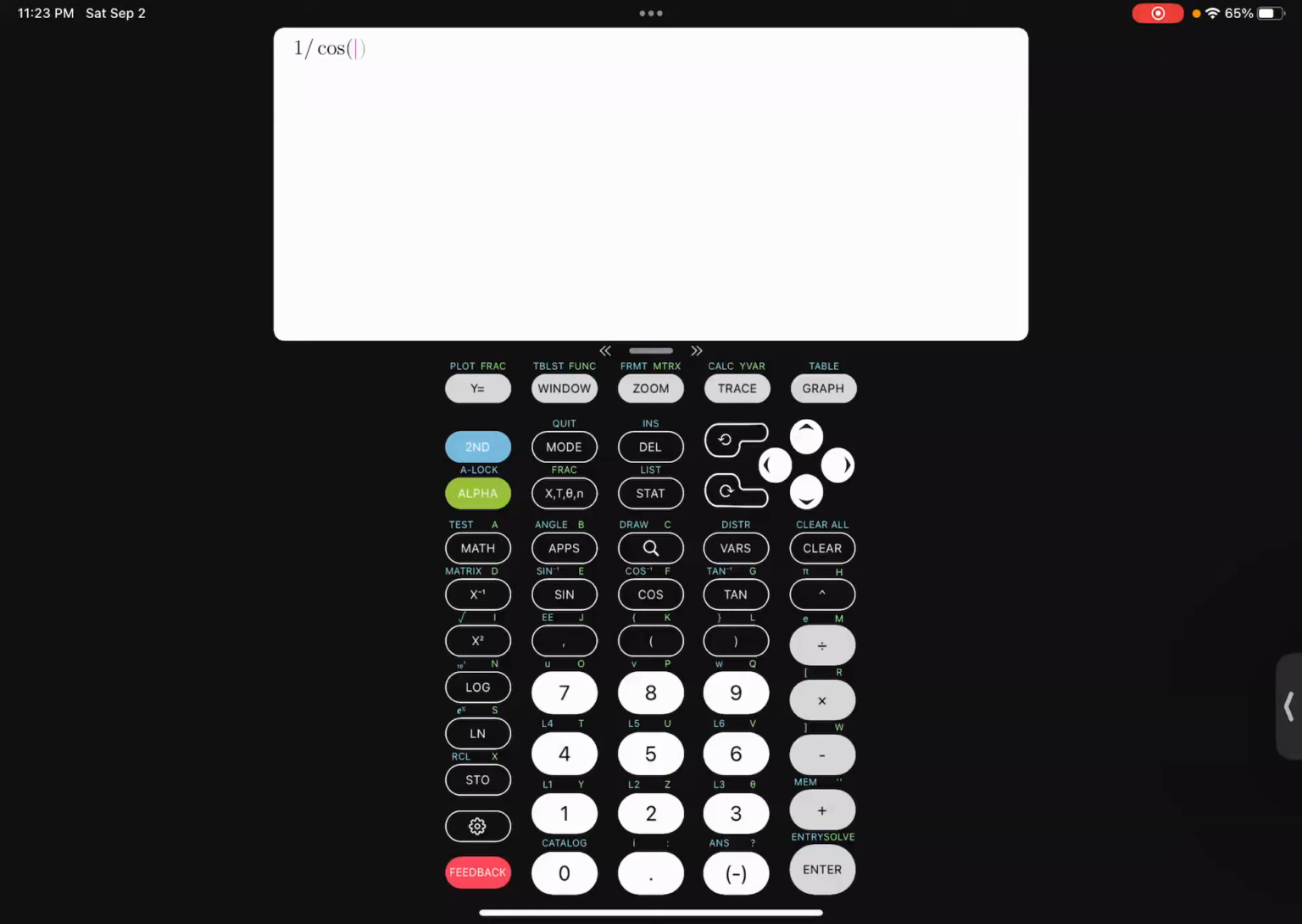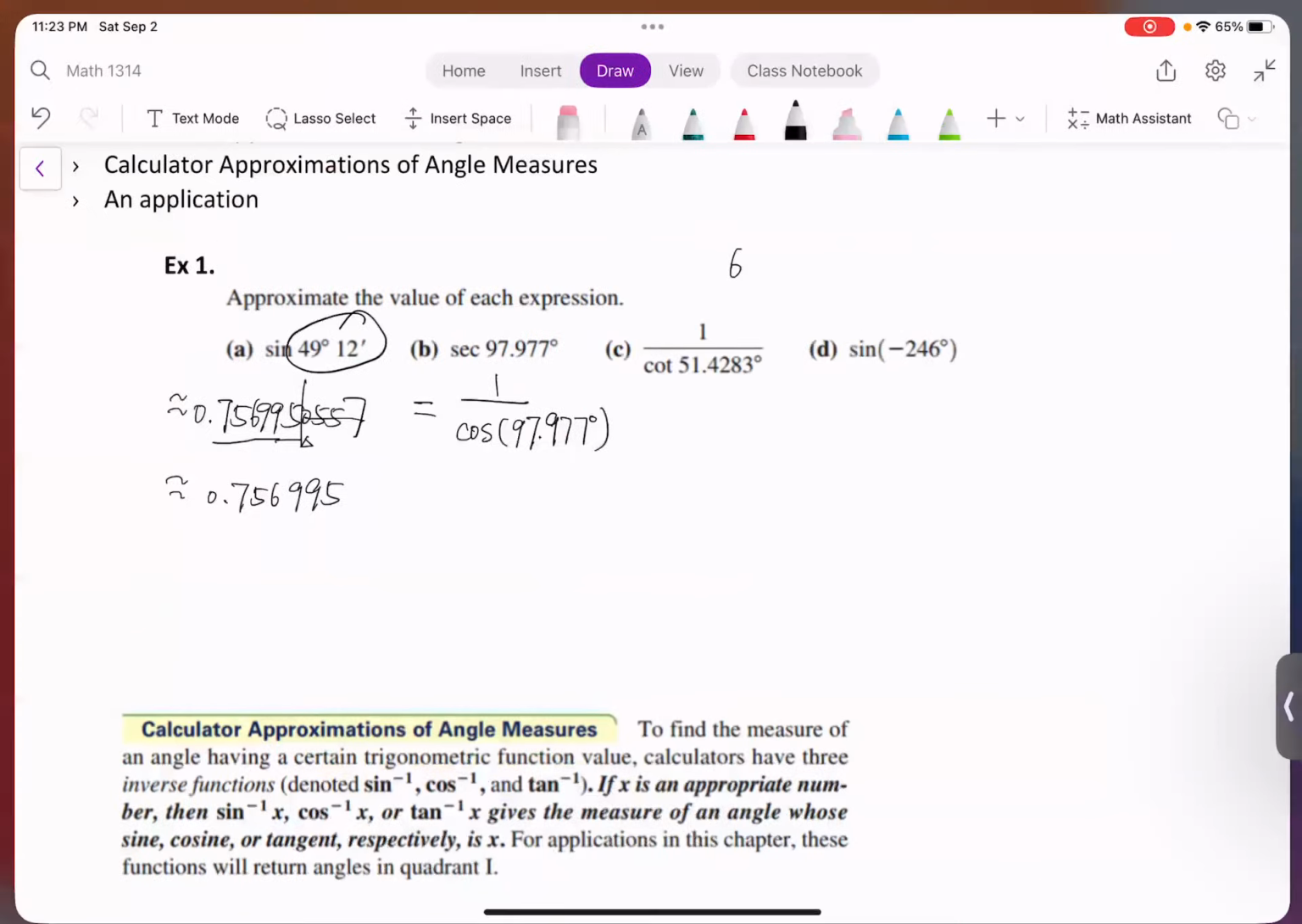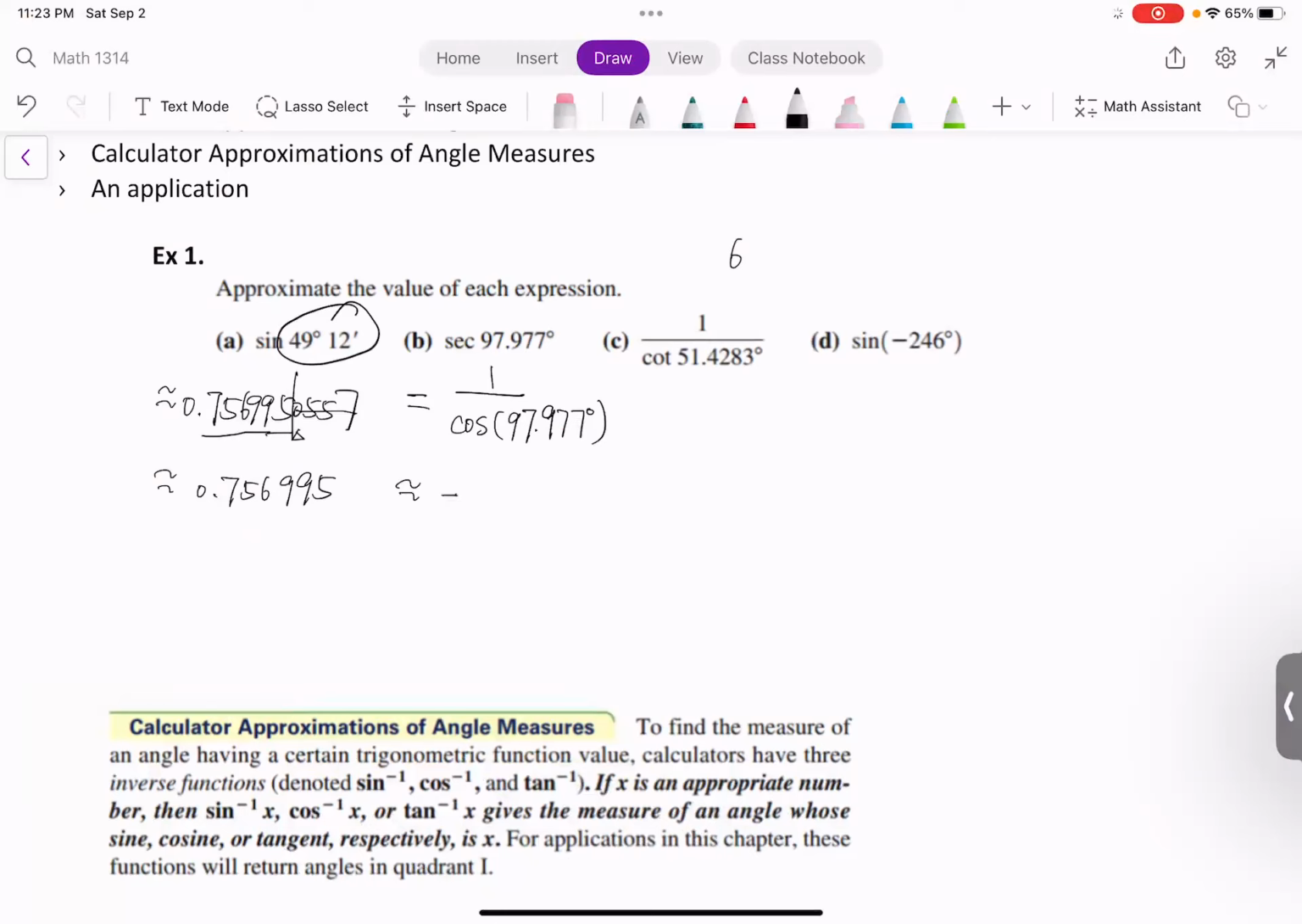Cosine of what? Let me find the number: 97.977. Then let's close the parentheses. We have this number, and we can put it in our notes. It's about negative 7.20587 something. If I only keep 6 digits, the digit after the 6th digit is 2, which is too small, so I ignore that.